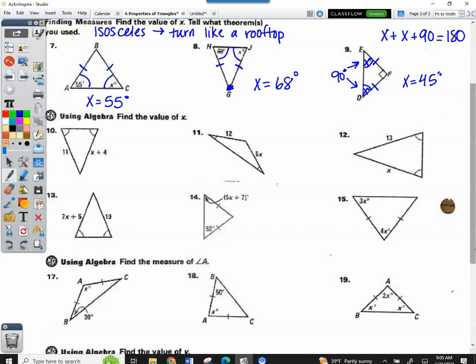All right, now we're looking at number 10. We're using algebra to find the value of x. What do you notice in number 10? What's my given info? I've got base angles marked congruent. If I have base angles congruent, then I have what secret type of triangle in front of me? Starts with an I. It's an isosceles triangle. Turn it like a rooftop to find your congruent legs.